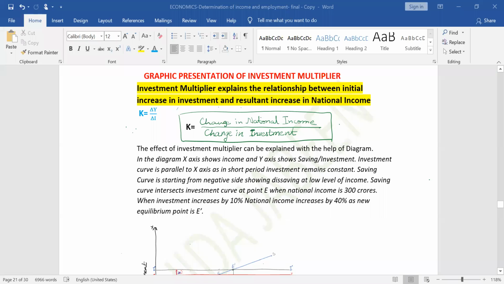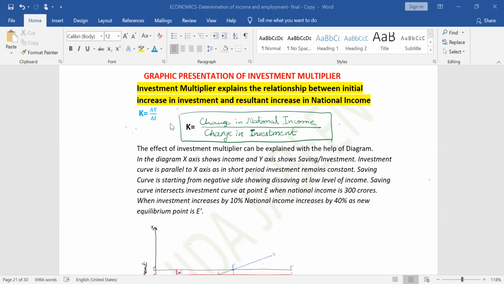As you know, we have done in the previous class the meaning of investment multiplier. Investment multiplier explains the relationship between initial increase in investment and resultant increase in national income. It means that when investment increases, national income also increases, but in a multiple fold, many more times than the increase in investment. So this is investment multiplier, denoted by K, which explains the multiplying effect of investment on national income.